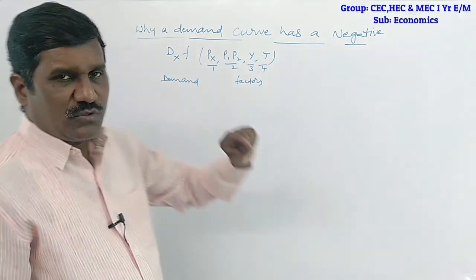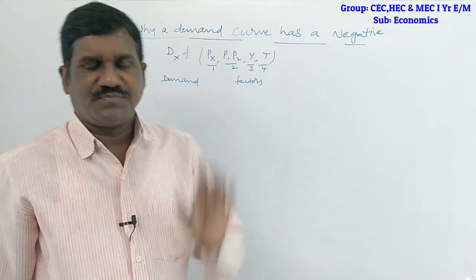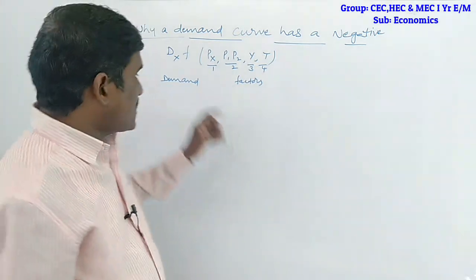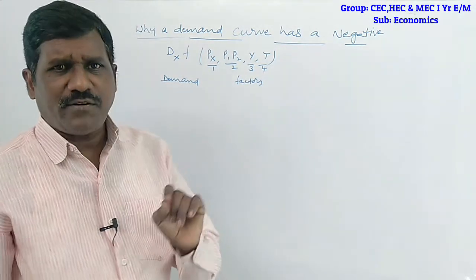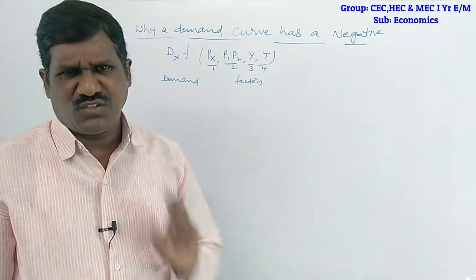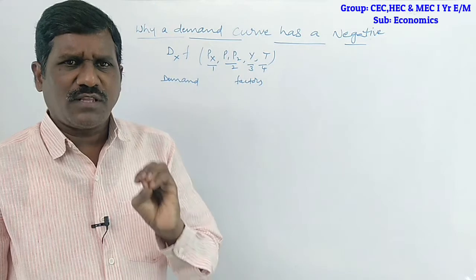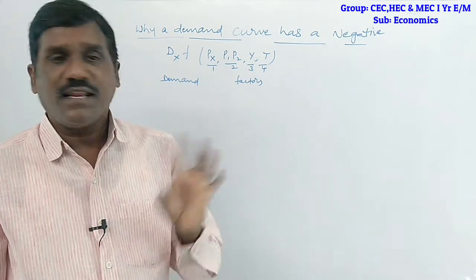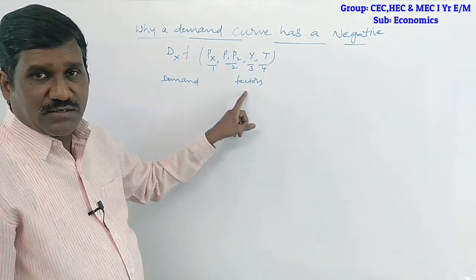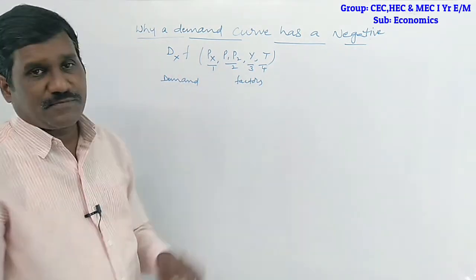Demand means how many goods a consumer is ready to purchase. How many goods a consumer is ready to purchase is called demand. Demand is only the behavior of the consumer, how the consumer is going to purchase. I am discussing only the buyer, not the seller. So, demand and demand factors.